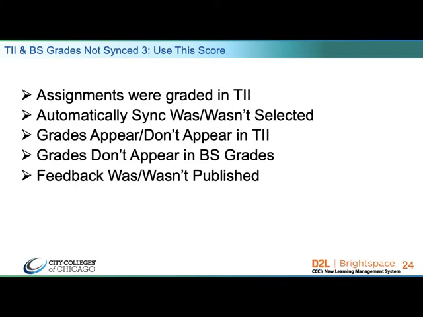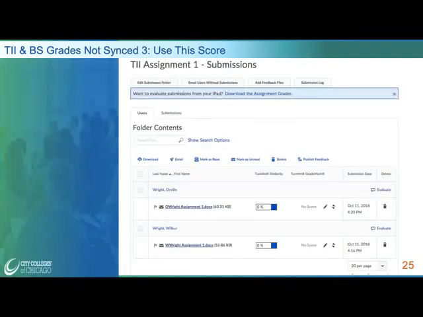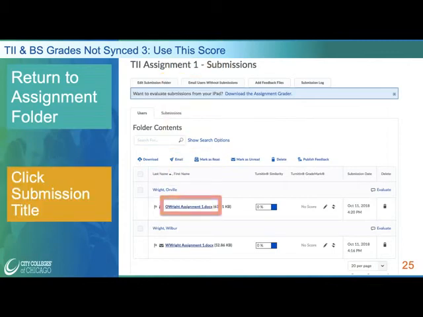Additionally, feedback may or may not have been published. Finally, the solution in this last scenario is to use the "Use This Score" TurnItIn functionality for each individual student. To begin this workflow, return to the Assignment Submission folder and click on the submission title of any one of your submissions.